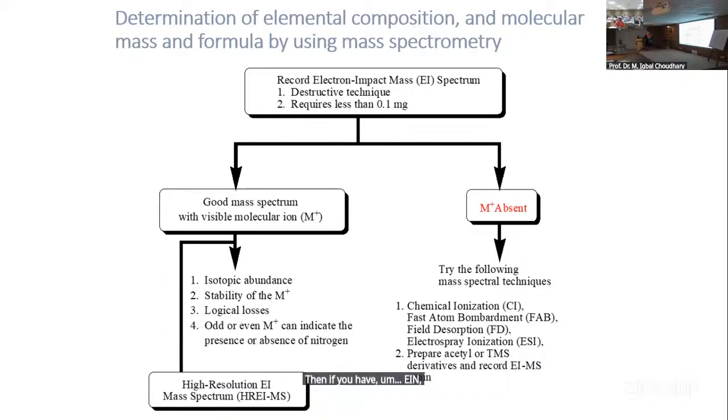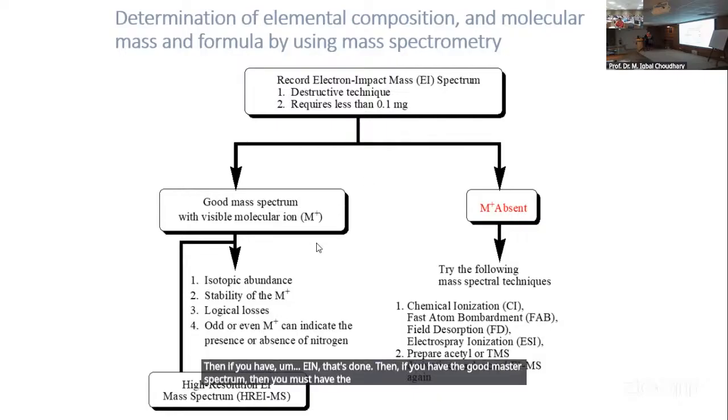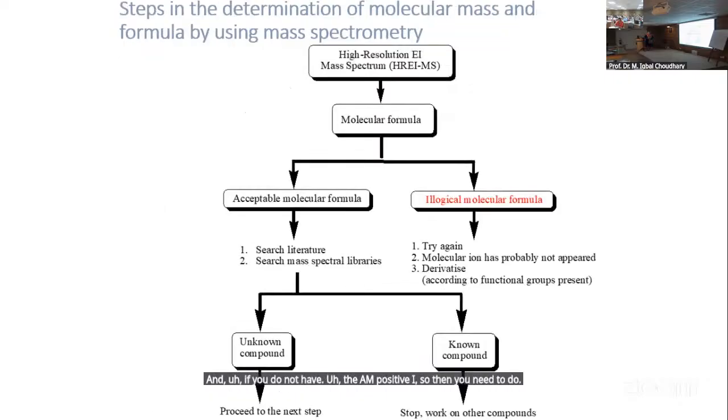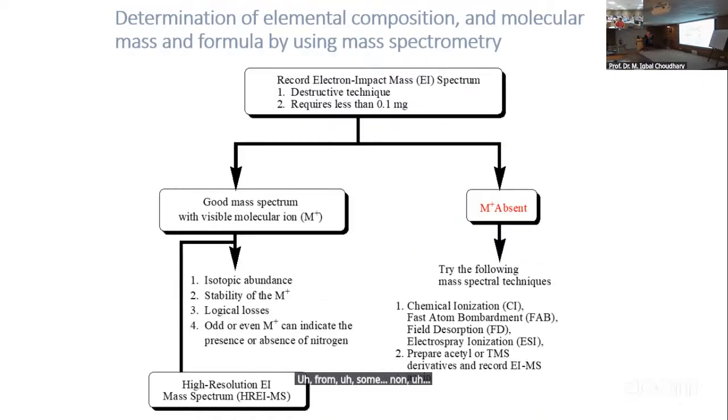And then if you have EIMS done and you have a good mass spectrum, then you must have the M positive ion peak. And if you do not have the M positive ion, then you need to use some non-hard, some soft ionization technique, for example ESI, CI, FAB, FD, etc. For these you need to go for soft ionization, but first you need to do hard ionization, EIMS, all right? And then you can proceed for soft ionization.